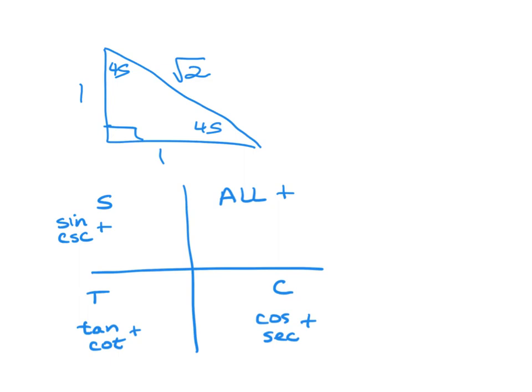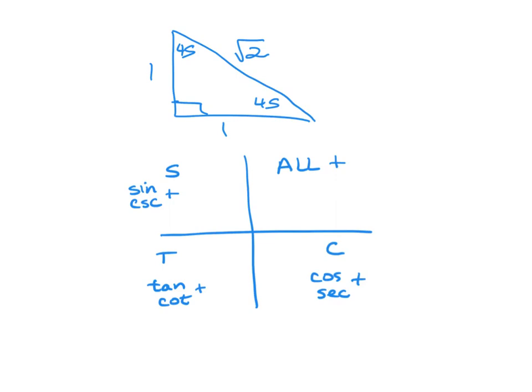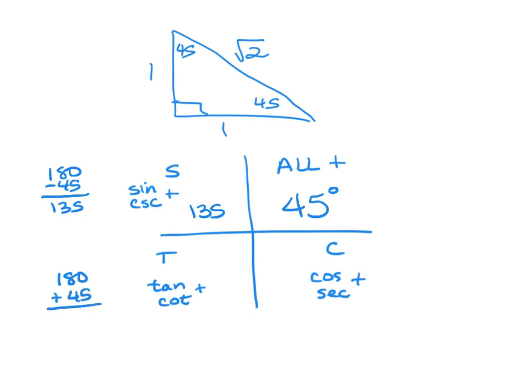Now, in order to find all of the angle measures in each quadrant, once I figure out my reference angle, and as soon as it's a 45-45, we know the reference angle in quadrant 1 is 45 degrees. To figure out the angle measure in quadrant 2, I'm going to take 180 and subtract the reference angle, and that will give me 135. Then in quadrant 3, to get that angle measure, you're going to add 45 to 180 and we get 225.